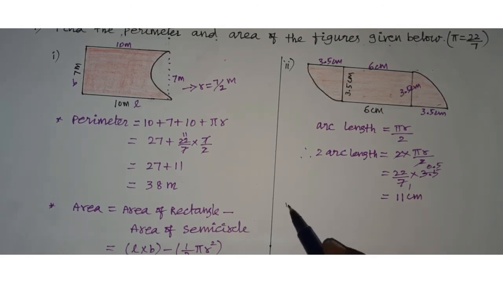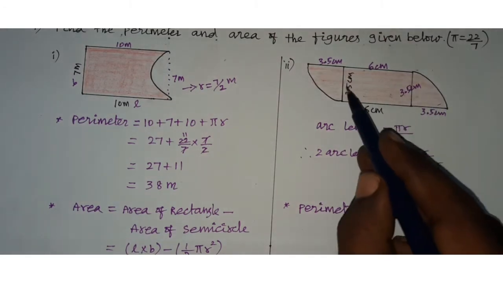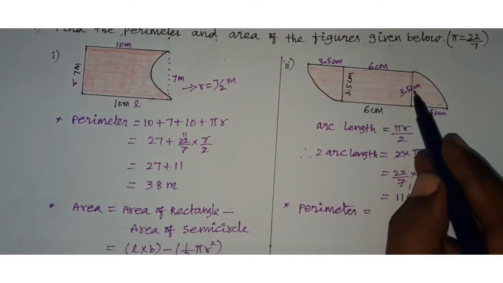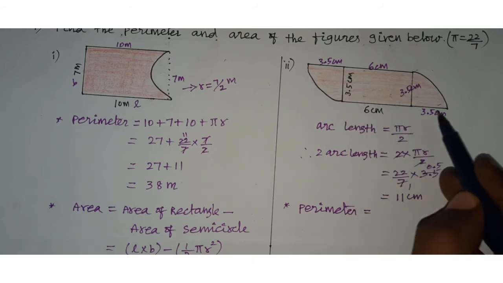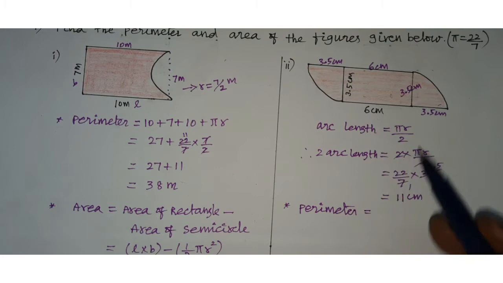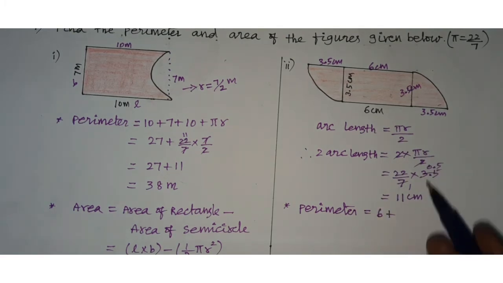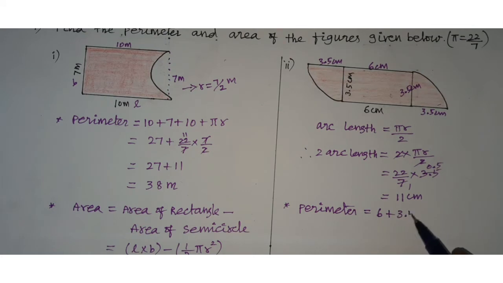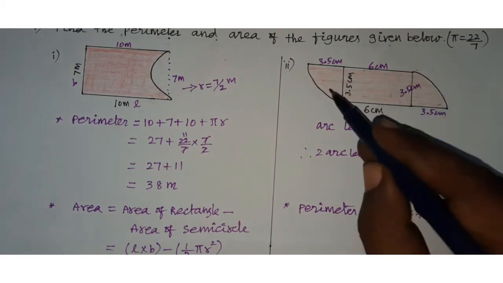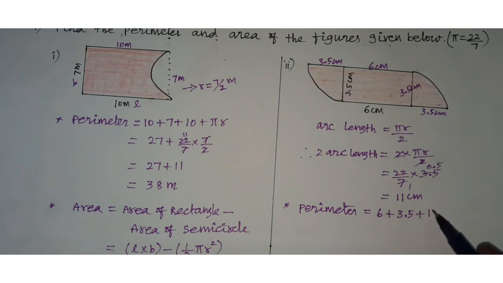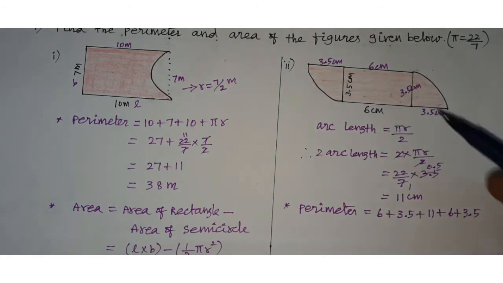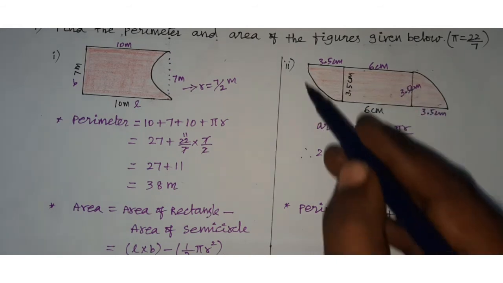Okay. So now we can find the perimeter. Perimeter equal to, first you write the sides, the outer boundary. Remember students, this value is not included because it is the inner portion. So only the outer boundary we have to calculate. Okay. First start with 6. 6 plus 3.5 plus this arc length and this arc length together, we find 11, plus this one 6, plus and this one 3.5. Okay. So don't forget students, don't include these two values, only the outer boundary.